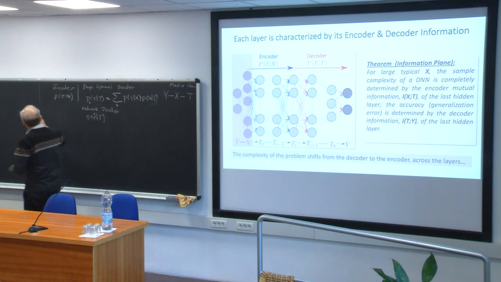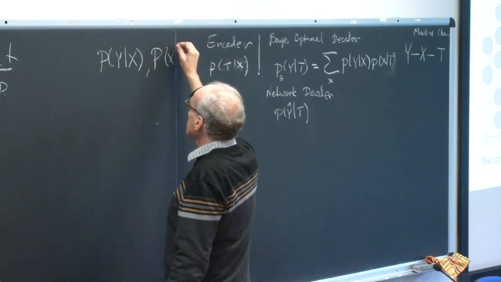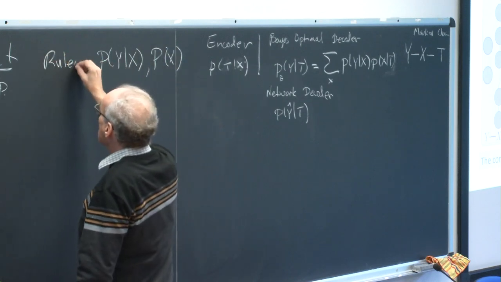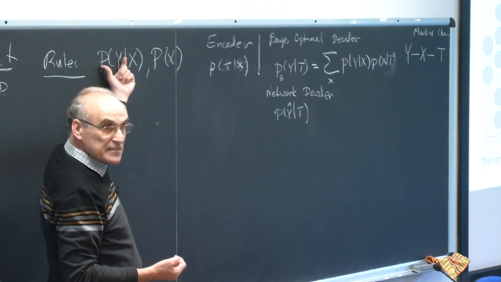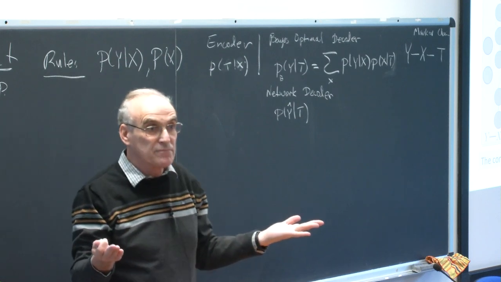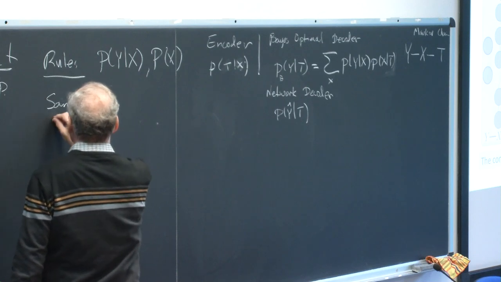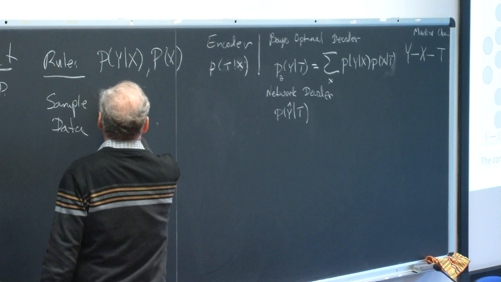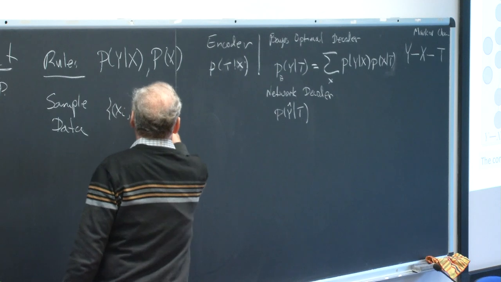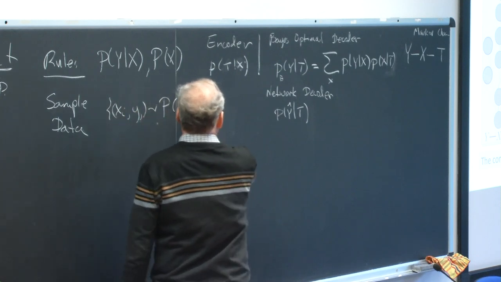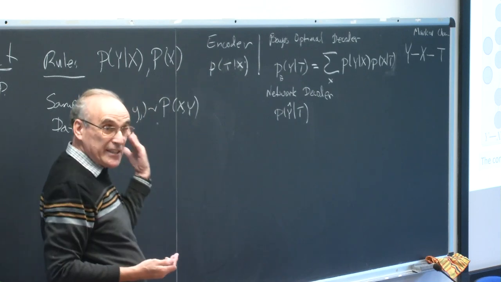Remember that I have the joint distribution. I have p of y given x and p of x. This is essentially my rule. So essentially, given x, I know how to predict y. This is given. This is not part of the network. This is data. Then I get a sample, or training data, which is essentially a collection of x_i, y_i pairs like this, which are sampled from this distribution, p of x, y. This has nothing to do with the network. Exactly. That's why they stand outside of the network.